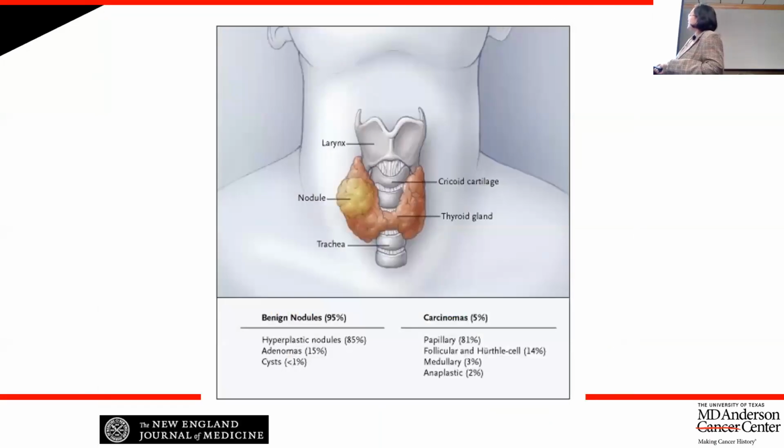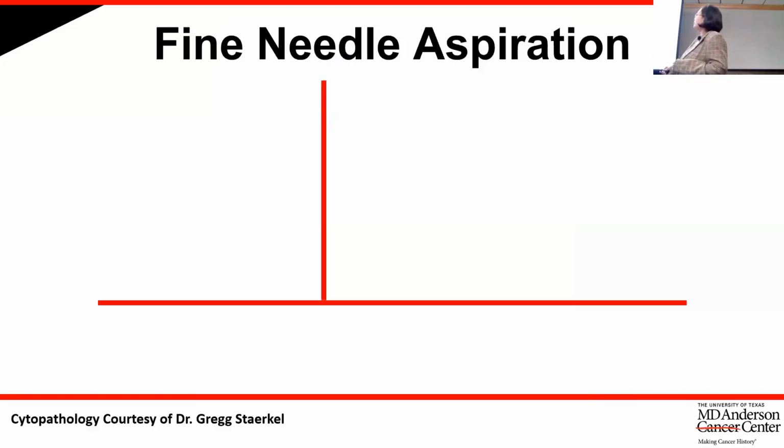So again, looking at this, thyroid nodules can be of two types, as we know, benign and carcinomas. Obviously, benign nodules are something we don't worry about much. But in terms of carcinomas, the most common one is the papillary, followed by the follicular and Hürthle cell. Then you have the medullary, which is rare. And what is even more rare is the anaplastic variety.